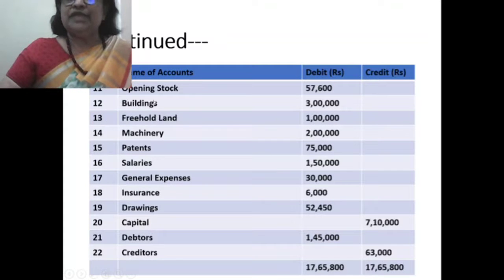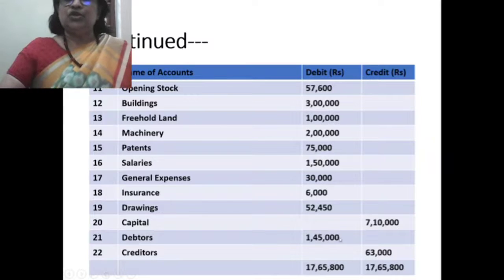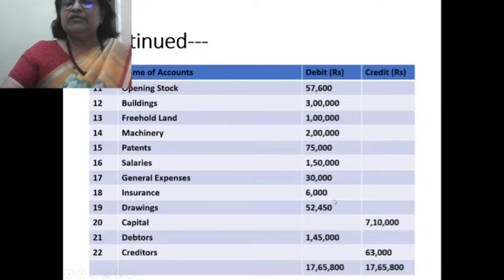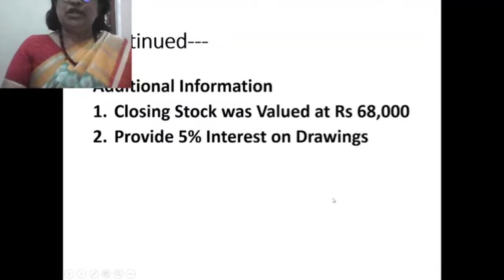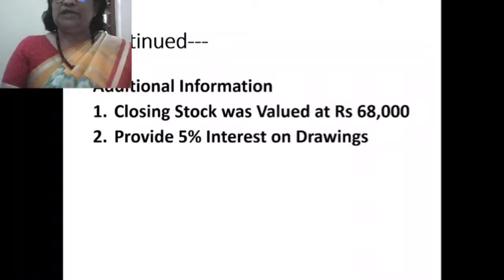Opening stock 57,600. Buildings 3 lakhs. Freehold land 1 lakh. Machinery 2 lakh. Patent 75,000. From buildings to patents, these are items for the balance sheet. Salaries 1,50,000, general expenses 30,000, insurance 6,000, drawings 52,450, capital 7,10,000, debtors 1,45,000, creditors 63,000. Total of the trial balance 17,65,800.